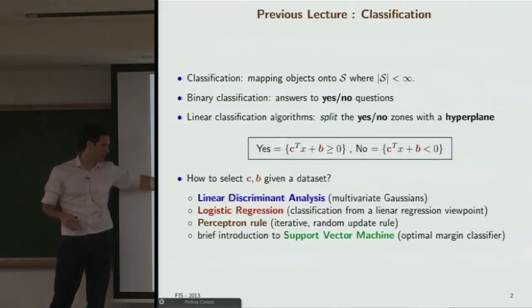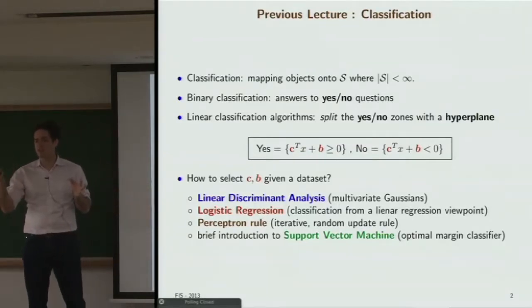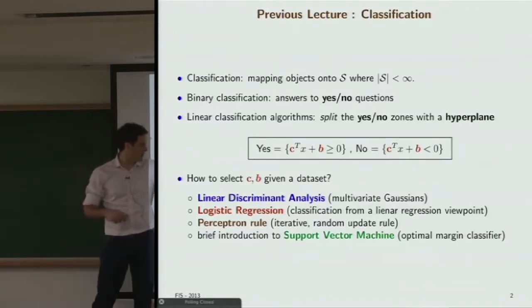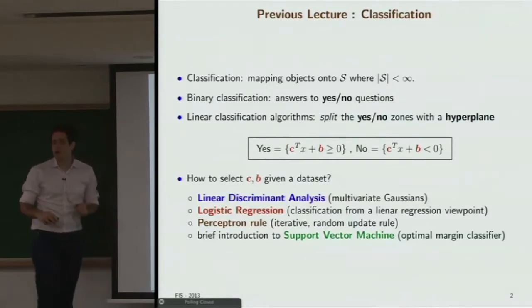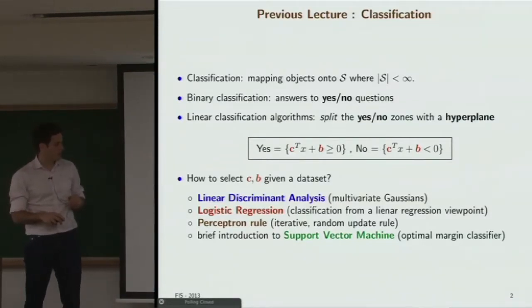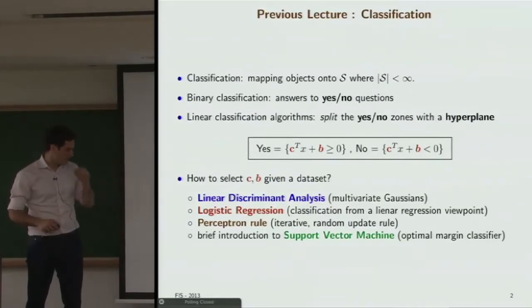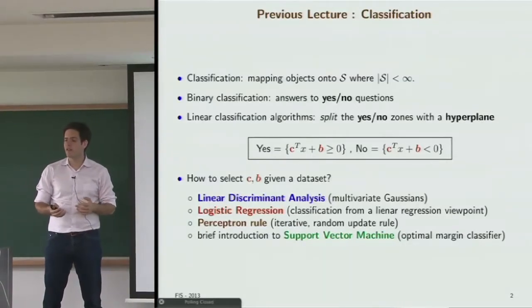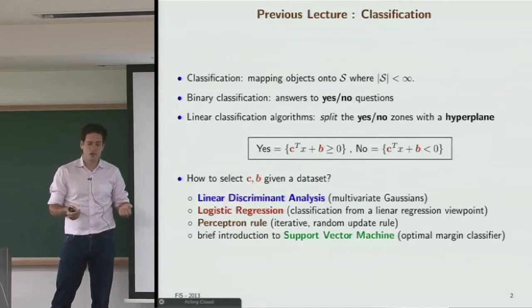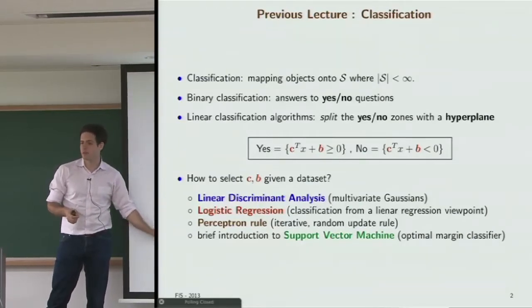And we've spent a lot of time discussing linear classification tools. That is functions where the part where we answer yes is the part where the dot product of x with the normal vector c, plus b, is non-negative, and the part where we answer no is the part where it is negative. So the big problem when you have to design a classifier is which technique you use, and we briefly discussed 4 of them here.